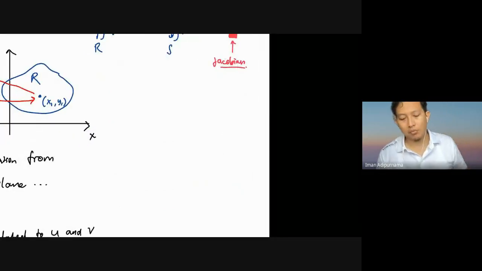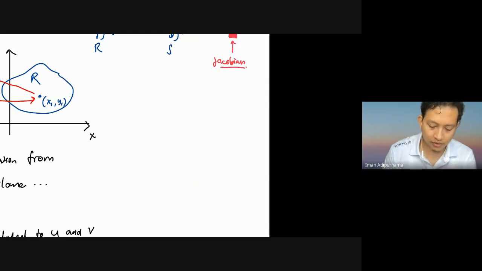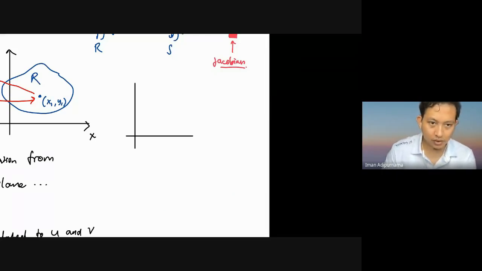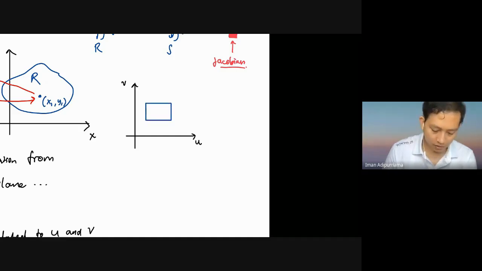Now I will go into more general. So what is the Jacobian and how can we find the Jacobian? Let me draw this v and then u, and then maybe draw a simple square like that. And then let's say this becomes delta v, and this becomes delta u. And we call this the S region.